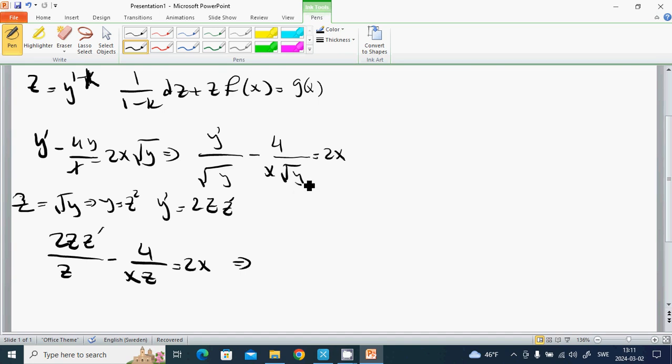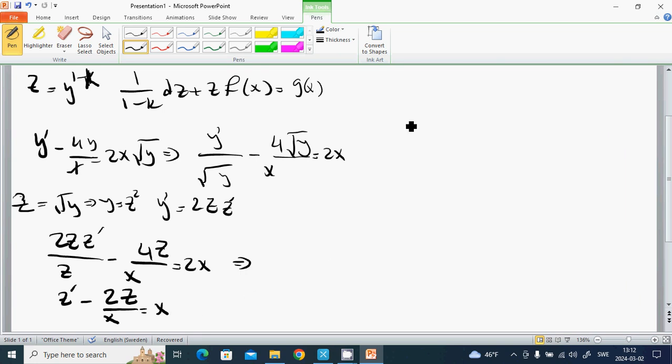Oh, sorry, here it is y and his. We'll see. Then we have 2z prime, or z prime minus 2z divided by x equals x.